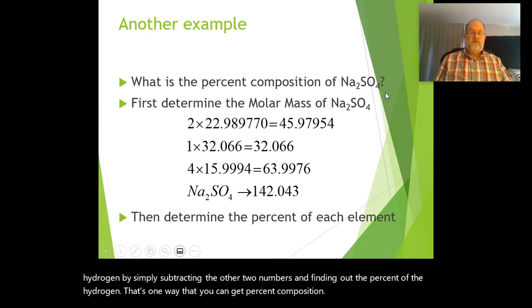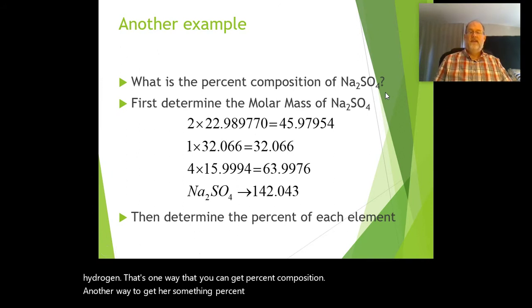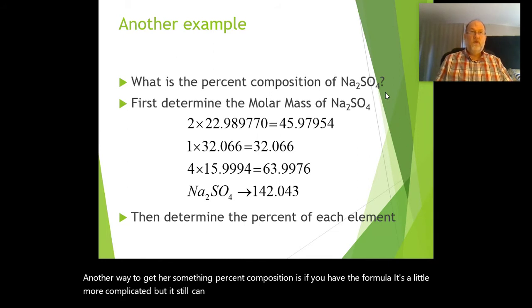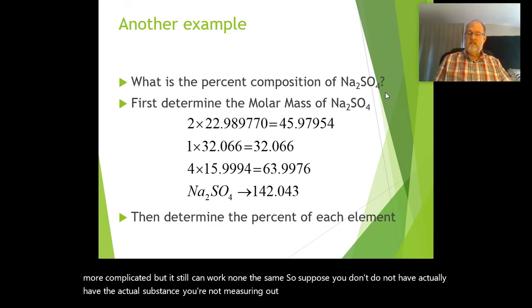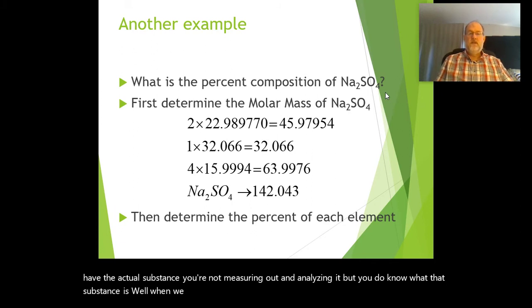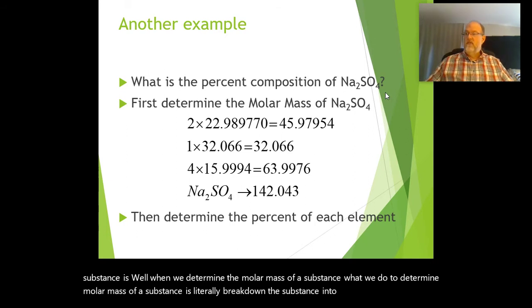Another way to get percent composition is if you have the formula. It's a little more complicated, but it still works the same. Suppose you do not actually have the substance. You're not measuring it out and analyzing it, but you do know what that substance is. When we determine the molar mass of a substance, what we do is literally break down the substance into the elements that it contains.